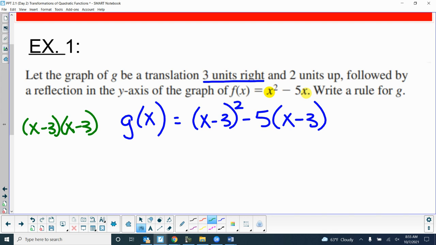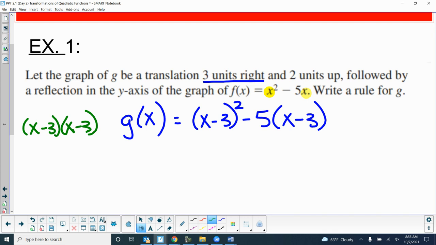How do I multiply these together? Distribute. Yeah, you distribute twice. So what's the word we call it? 4-letter word. FOIL. Yeah, right? You guys know how to FOIL, don't you?